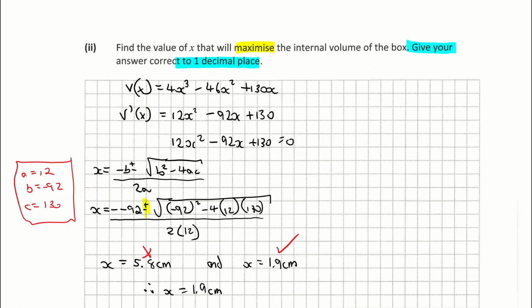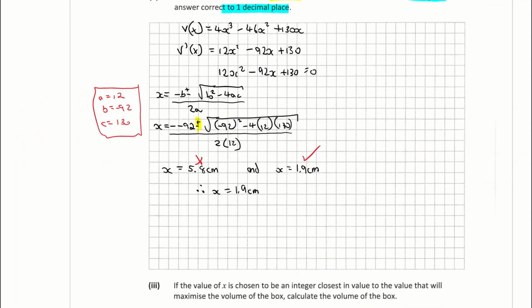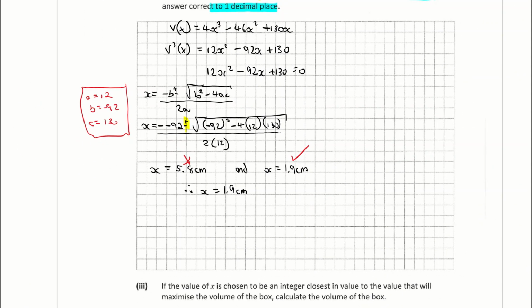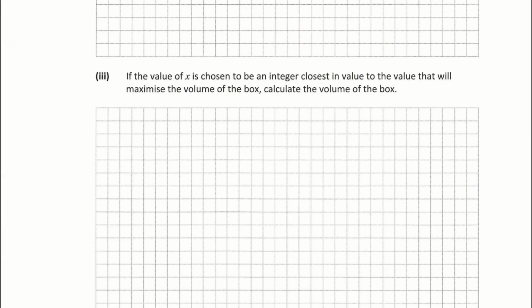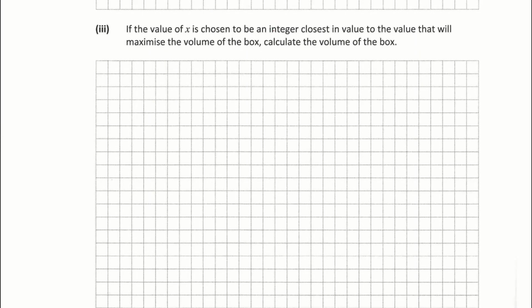centimeters. Okay, part 3 to that question then is asking us if the value of x chosen is to be the integer closest in value to the value that will maximize the volume of the box, calculate the volume of the box. So they're basically just getting us to make sure we understand the phrase of an integer. And our integer basically is a whole number. And we found out in part 2 that we got a value for x to be 1.9 centimeters. The question wants us to use the closest integer value to that. So therefore, my value for x is going to be 2 centimeters.